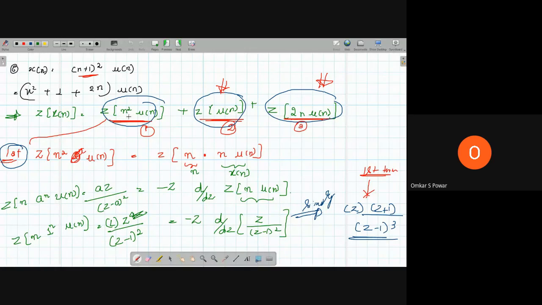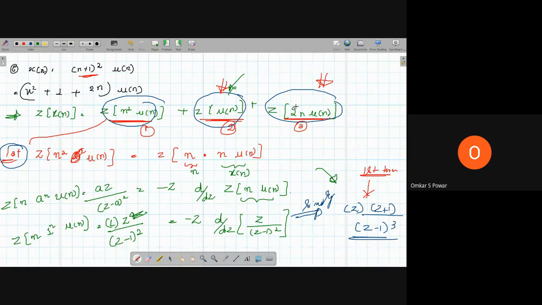Now it is in the form of n square u of n, expressed in the form of n into x of n, so that we can use the frequency differentiation property and get our first term's z transform. The second one is in the form of 1 into u of n. So you can express it using the z transform of a power n u of n, which is nothing but z by z minus a. Here a is 1 in your second term, so we can get the z transform of the second term easily.